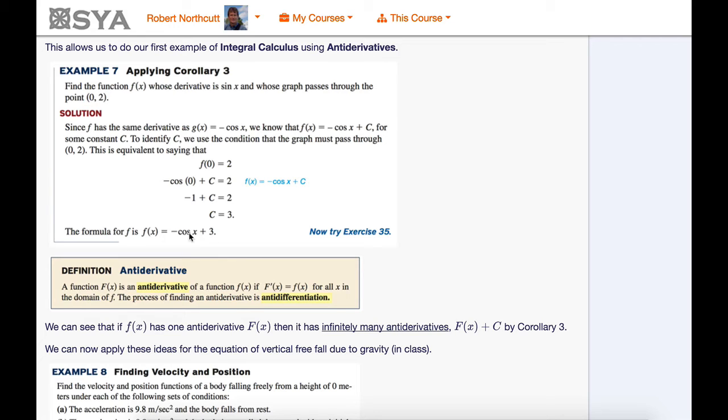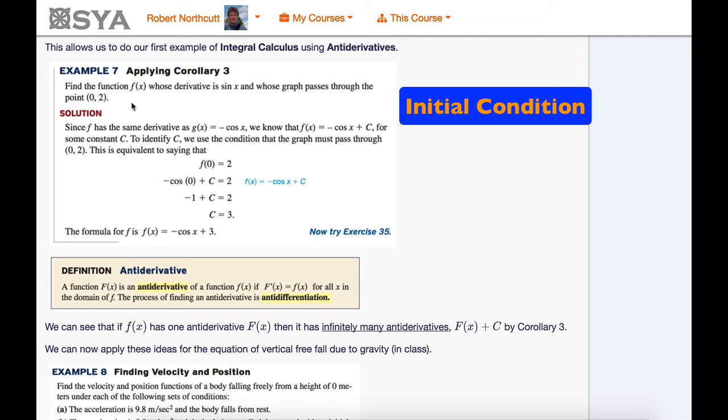Okay. Obviously, the function negative cosine of x plus 2 also has a derivative of sine of x. However, it does not pass through the point (0, 2). Okay, so we need this additional piece of information in order to get back to the original function. And we're going to find that that piece of information, that point, is called an initial condition.